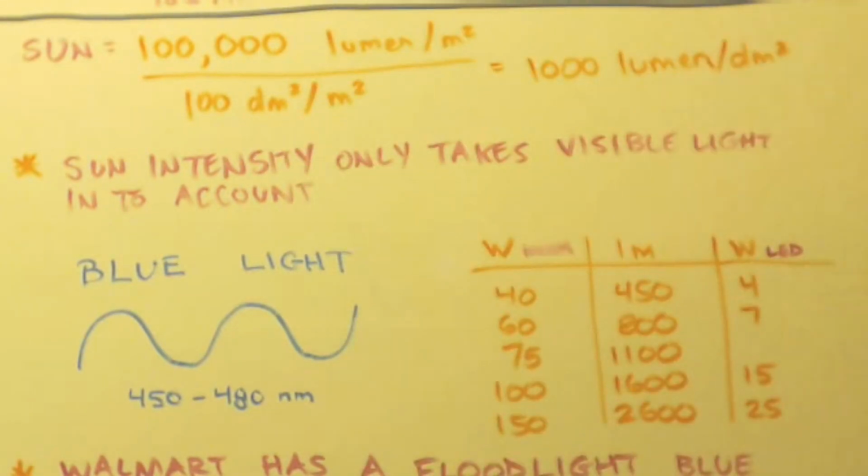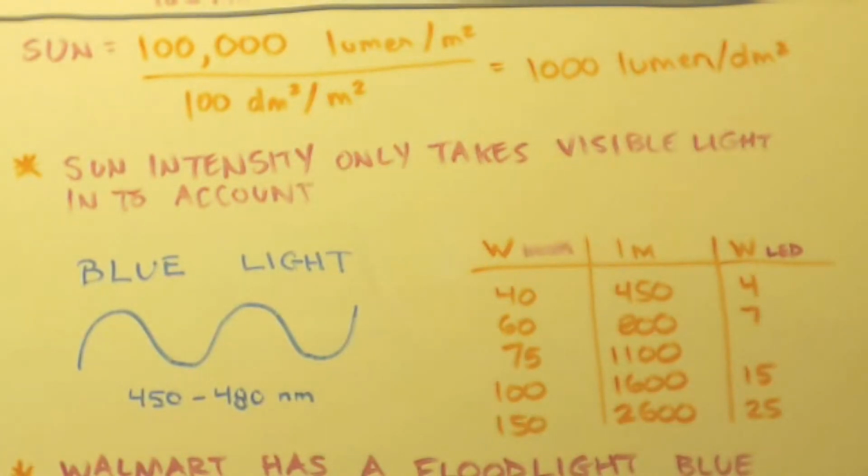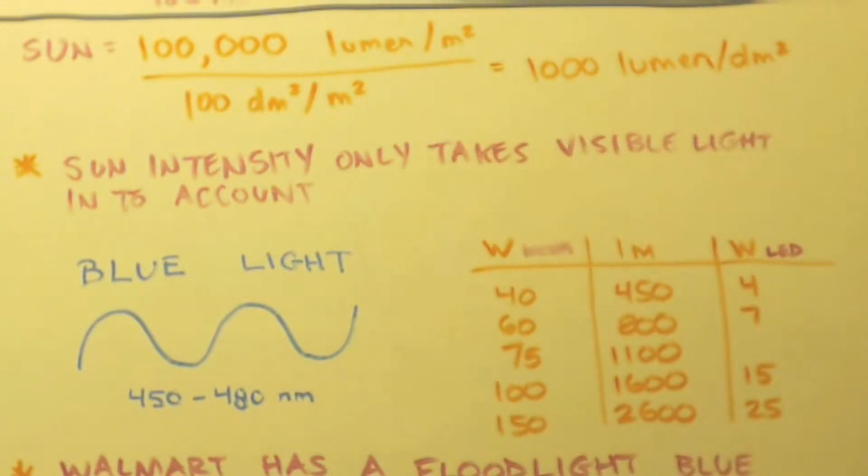But on average, let's just say, and I made it 100,000 because it's easy math, 100,000 lumens per square meter. And lumens is just light, basically. It's certain candelas, that's it. Or candela per area, basically, I think. Don't quote me on that.